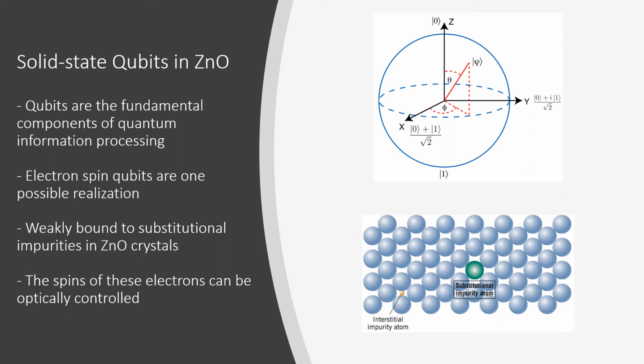However, the type of qubit of interest to us are electron spin qubits. In this case, we can define electrons in an upspin state as holding a 0 and downspin state as holding a 1. Specifically, we want to use the spin of electrons which are weakly bound to substitutional impurities in zinc oxide. These include gallium and aluminum substitutions. The way we can control the spin of these electrons is by exciting them with a laser while they're at a low temperature and in a strong magnetic field.